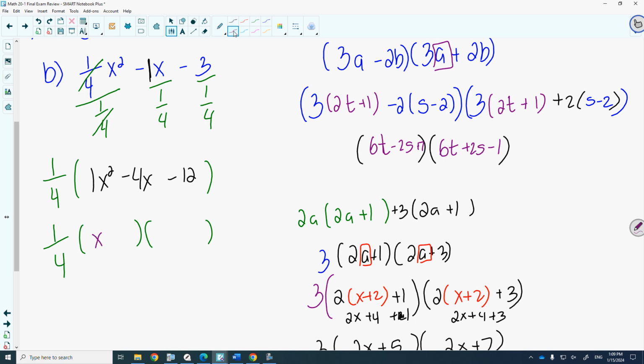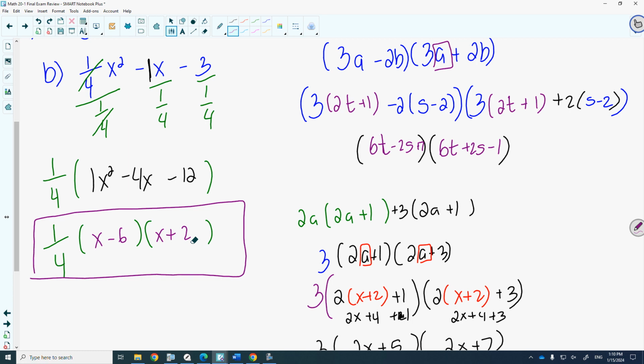X minus 6 and x plus 2. Those would be your factors. That would be my fully factored answer. If they said solve, I'd then let it equal to 0, and my x-intercepts would be 6 and negative 2.